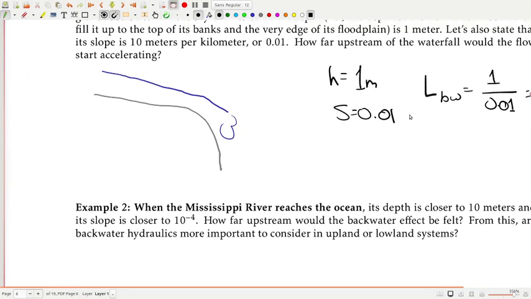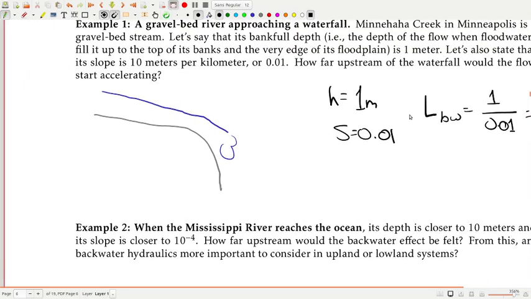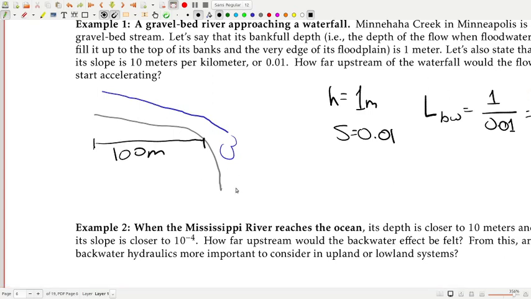And so if you're able to go to Minnehaha Creek or a similar waterfall and think about what distance you might see the water start to look like it's streaming and accelerating, that distance might be around 100 meters if the water has the depth and slope that Minnehaha Creek does. And you might expect that if the water is shallower, it's not going to feel that edge as far upstream, or if the flow is steeper, it won't feel that edge as far upstream.